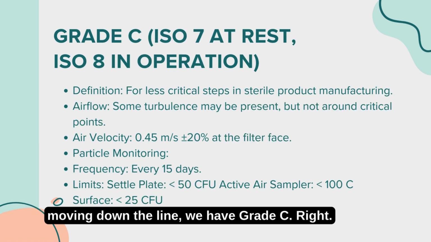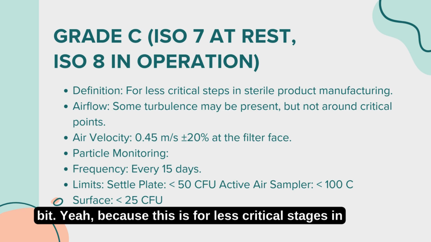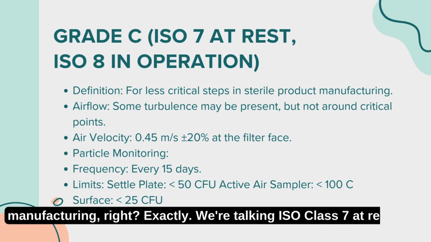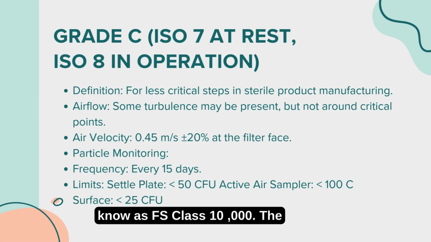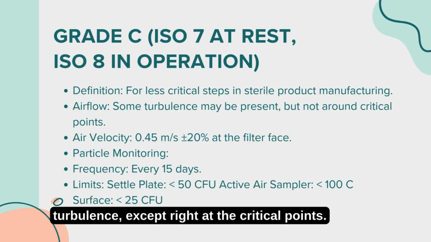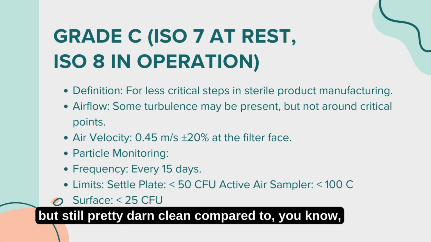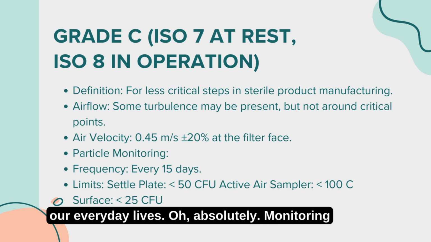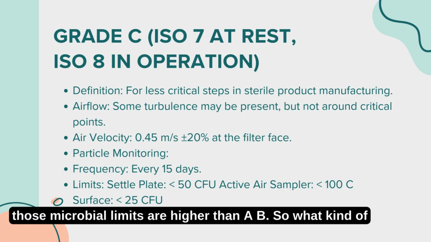Gotcha. Now, moving down the line, we have grade C. Right, grade C. This is where things start to relax a little bit. Yeah, because this is for less critical stages in the manufacturing, right? Exactly. We're talking ISO class 7 at rest, ISO class 8 in operation, or what some might know as FS class 10,000. The air, while still filtered, can have a little more turbulence, except right at the critical points. So less stringent than A or B, but still pretty darn clean compared to our everyday lives. Oh, absolutely. Monitoring happens every 15 days here, not continuously, and those microbial limits are higher than A and B.